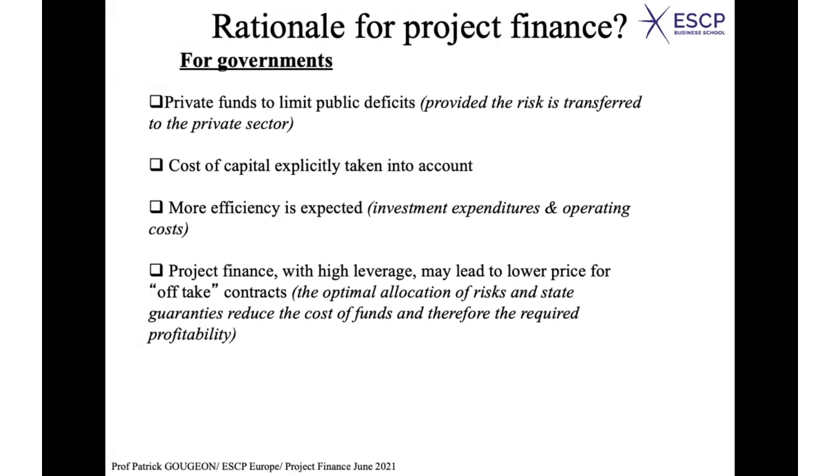In other words, with a high leverage, it may lead to a low price for the offtake contracts. An offtake contract, when it comes to electricity, for instance, would be the contract which indicates at which price you will buy the electricity to sell it back to your population. So this project finance approach contributes to reduce the risk and therefore the cost of funds, and also reduces the required profitability of the project considering the high level of gearing. Then you can charge a lower price for the public service you provide, and your population will be happy with that indeed.